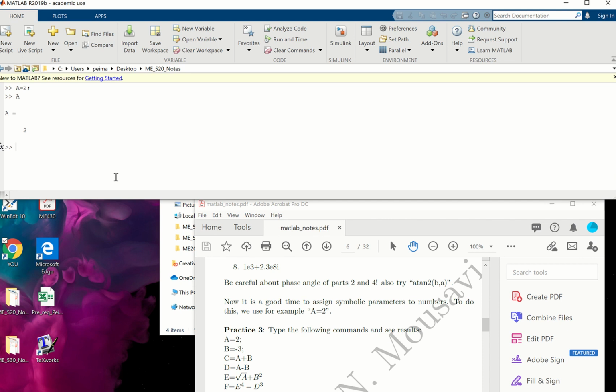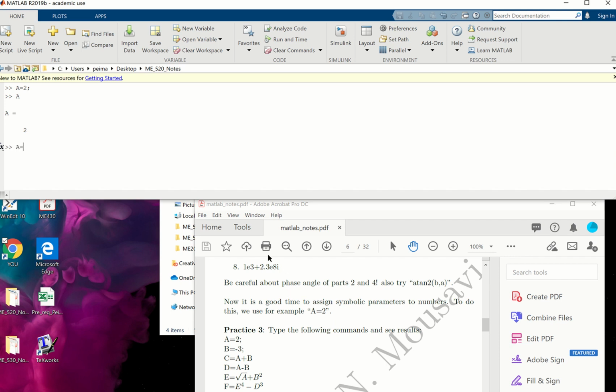Now you can assign a number to a parameter. Why? Because this is good for the coding. When you go to the coding, you're going to see that. When you go to the upper level courses, like control, specifically under robotics, we have to write your code as parameters, not as numbers. So practice. Let's do it together.